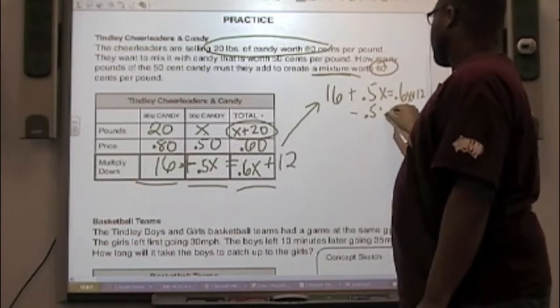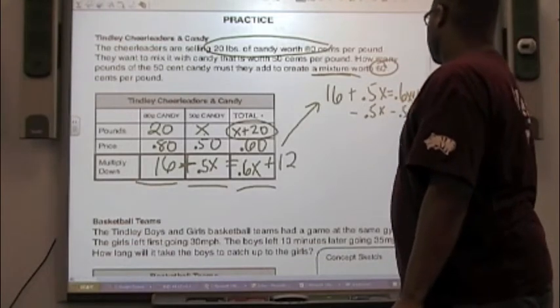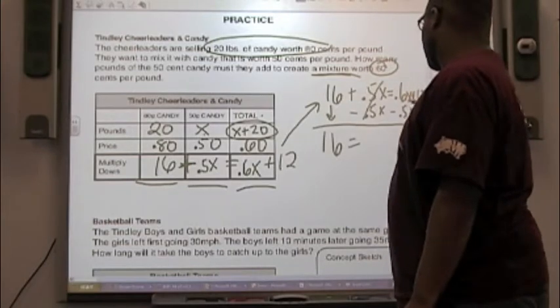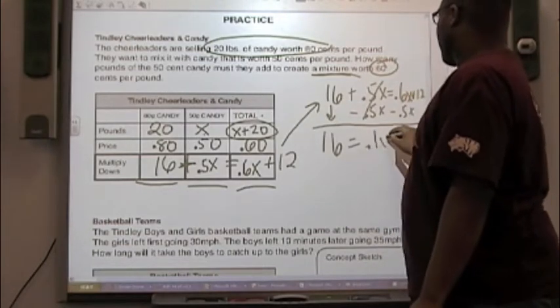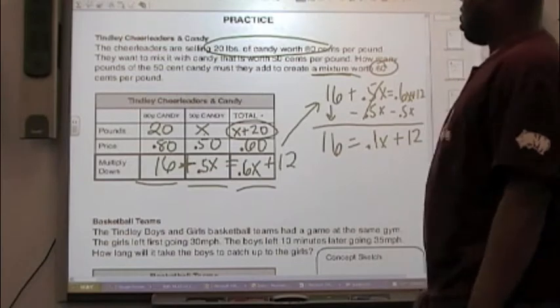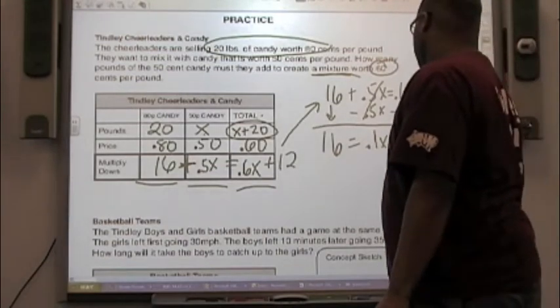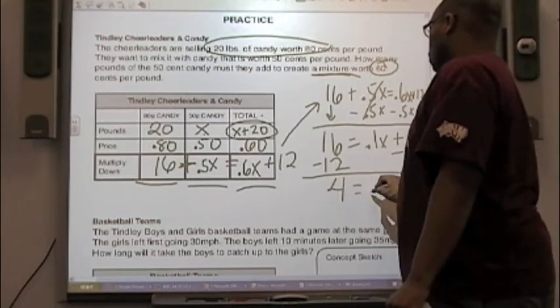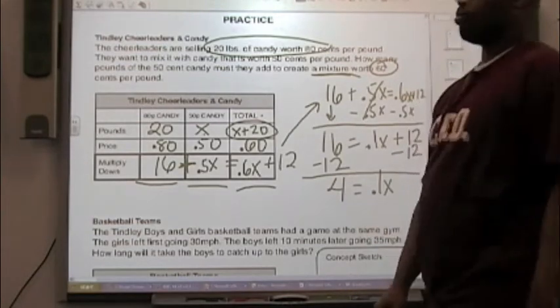And so I'm going to then use my algebra to solve this, and I'm going to subtract 5/10 x from both sides, ending up with, drop down my 16. This is canceled out. This is 1/10 x plus 12. I'm going to subtract 12 from both sides. This is 4 equals 1/10 x.